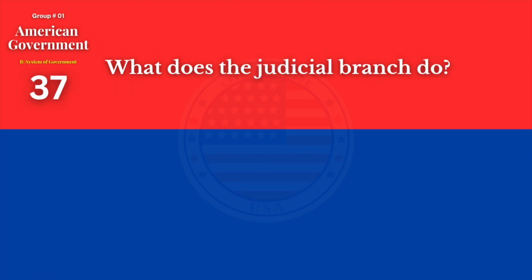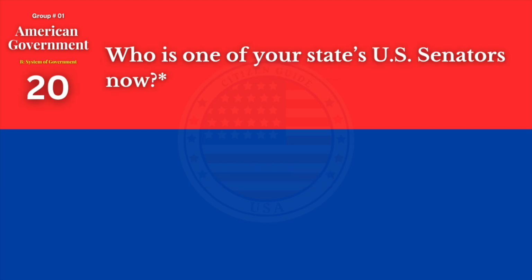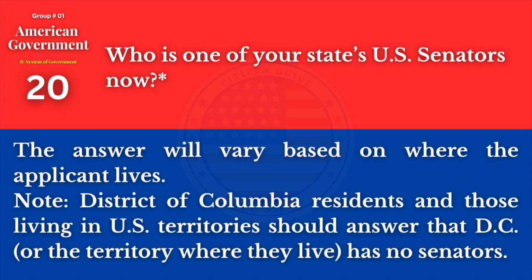What does the judicial branch do? Reviews laws. Who is one of your state's U.S. senators now? The answer will vary based on where the applicant lives. Note: District of Columbia residents and those living in U.S. territories should answer that D.C., or the territory where they live, has no senators.